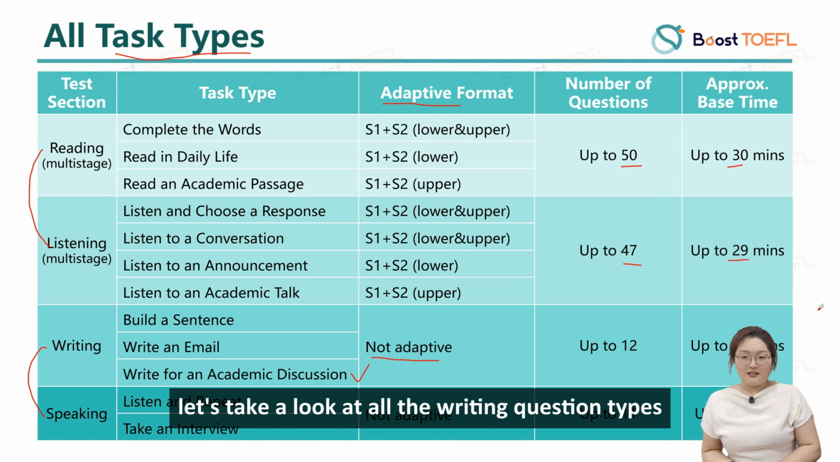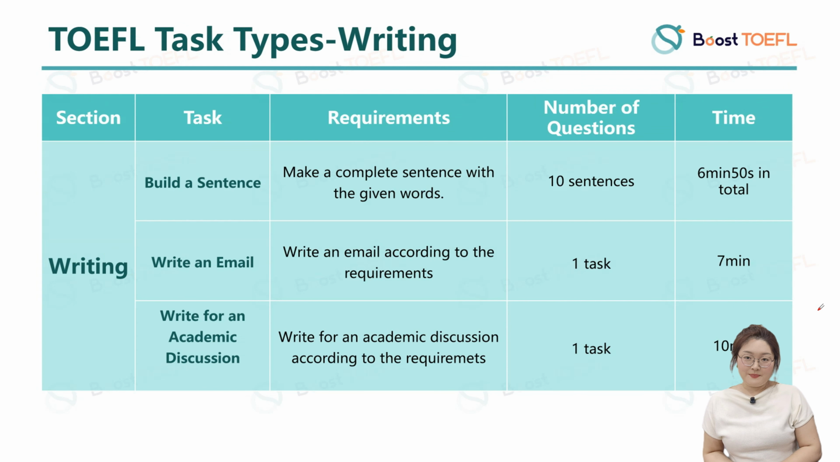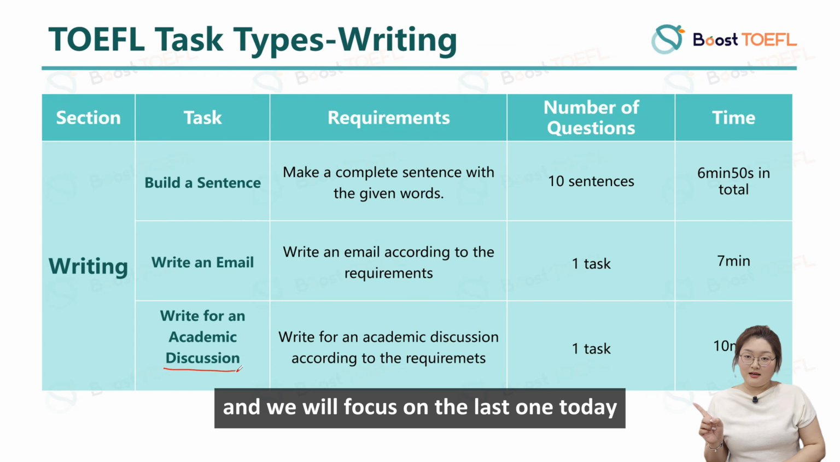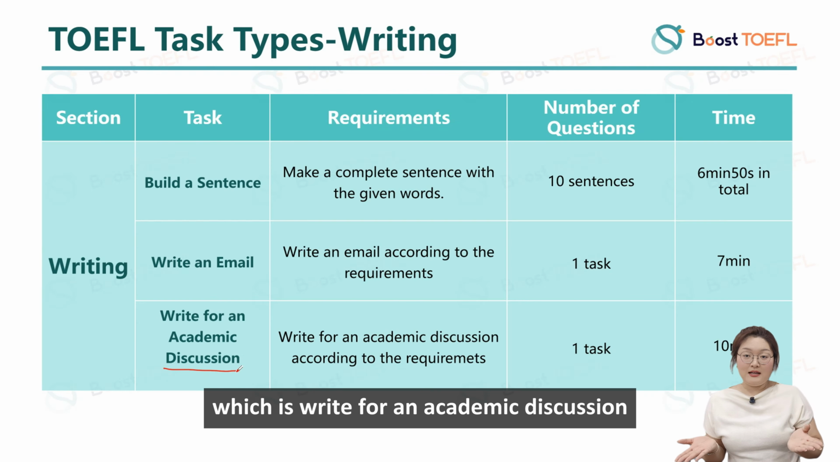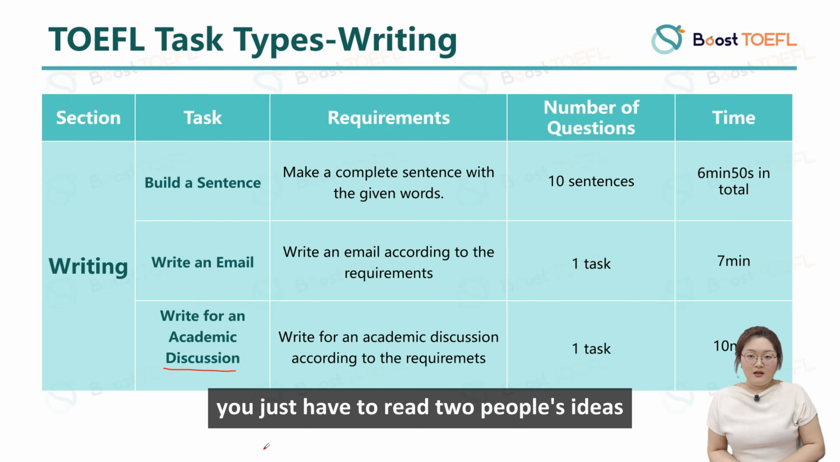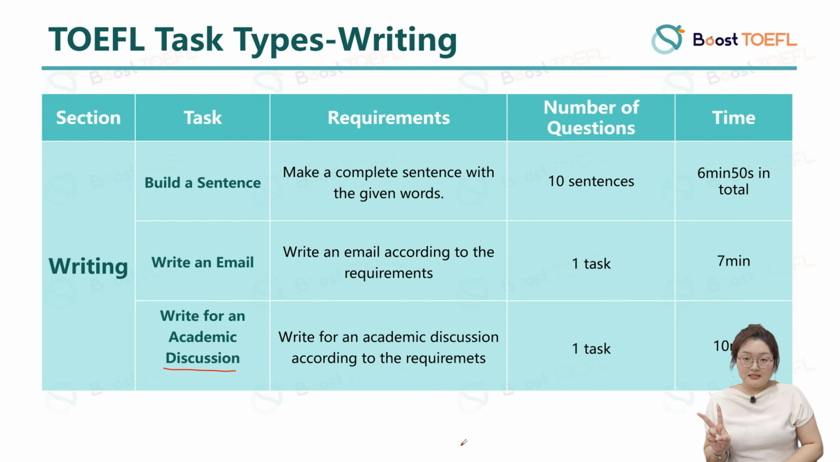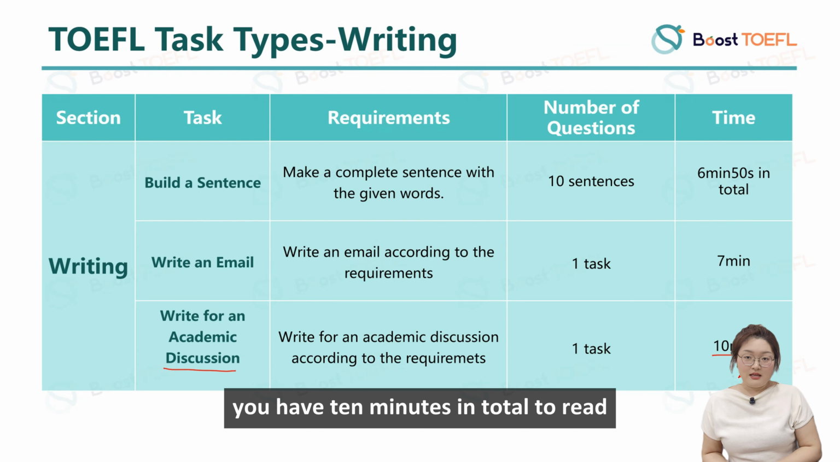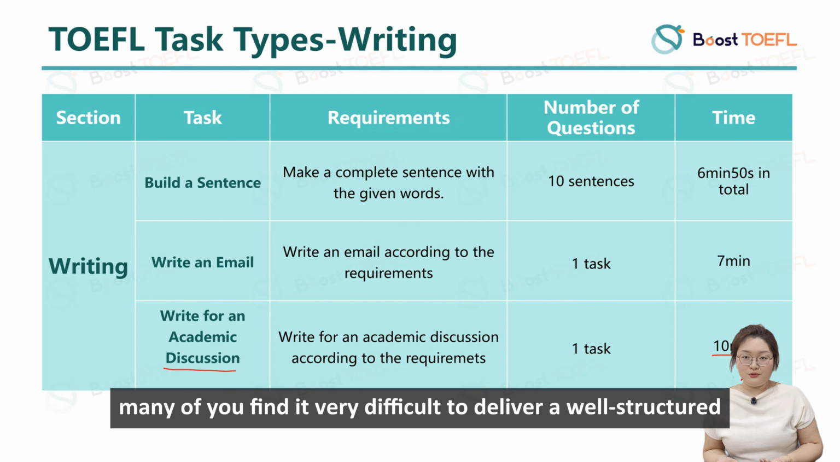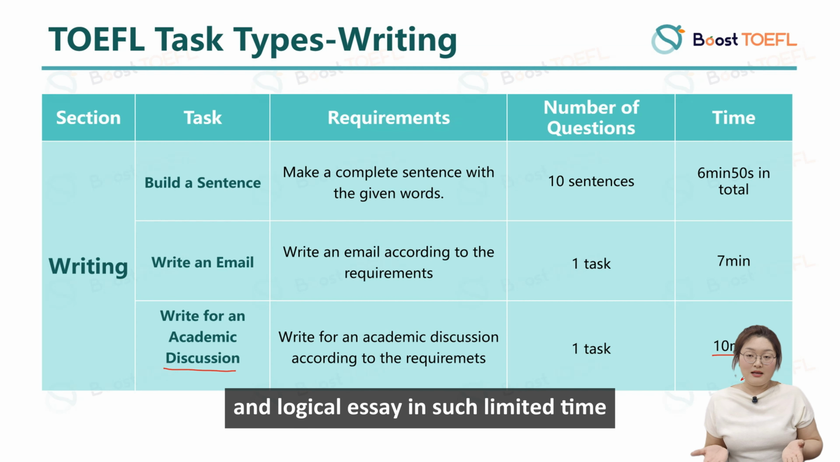So, okay, let's take a look at all the writing question types. There are 3 types in the new TOEFL, and we will focus on the last one today, which is Write for an Academic Discussion. It's basically just an opinion essay. You just have to read 2 people's ideas and then give your own. You have 10 minutes in total to read the topic and give your answer. So many of you find it very difficult to deliver a well-structured and logical essay in such limited time, right? Don't worry, that's why we are here to help.